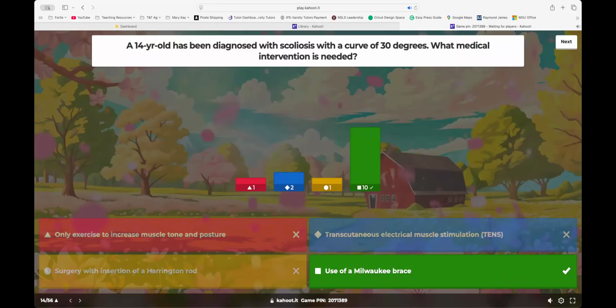So a 30-degree curve with scoliosis is going to be that middle of the road defect there. So we're going to use a Milwaukee brace. So that's that hard plastic kind of torso brace that we use. What do we put under the Milwaukee brace to prevent skin breakdown? Isn't it like a padding? It's just a t-shirt. Light t-shirt is the only thing that should ever go underneath that brace. Never any lotions, never any powders, just a thin t-shirt.